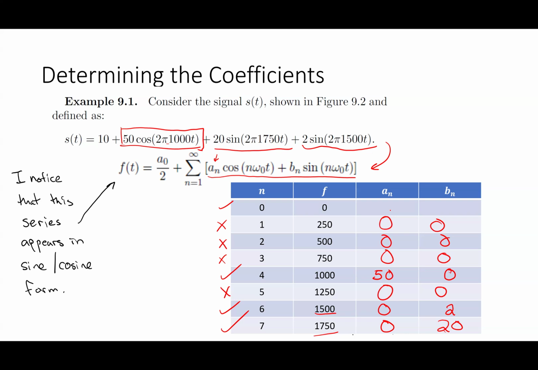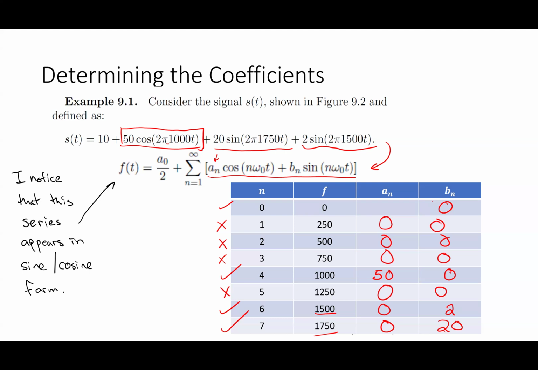Now I do have a DC term though, a 0 frequency term. So what do I put for that? Well, there is never a B term at DC. Now looking at this, it's annoying. It says A0 over 2. You guys aren't going to like that. There's a reason why they do that, to align it with the complex series. What is the DC term here?